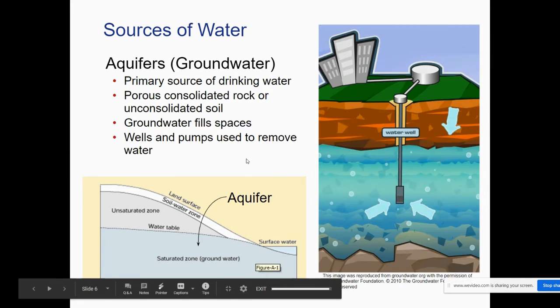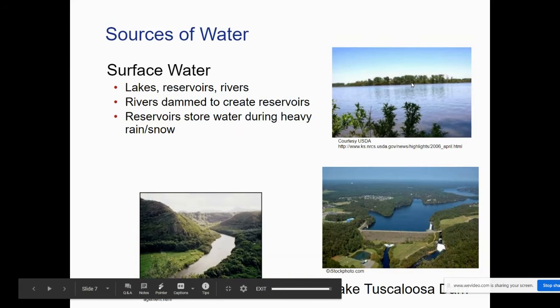So how that works, you have an aquifer underground, it gets sucked into a pump and then pumped up to the surface, and then the treatment process starts. Other sources of water are lakes, reservoirs, and rivers. A river can be dammed, like you see down here, to create a big lake. And reservoirs can help store water, and also control water as it flows through a river to prevent flooding.